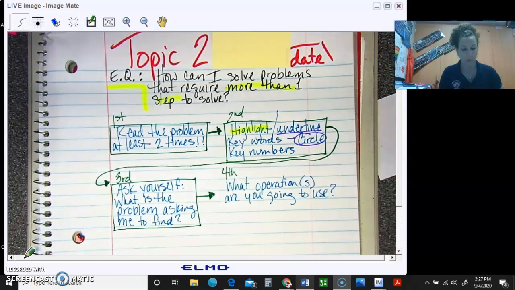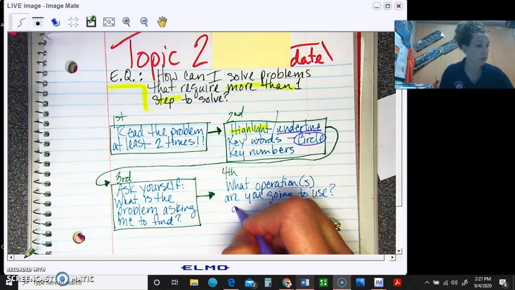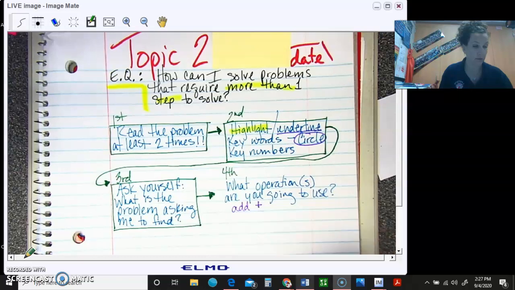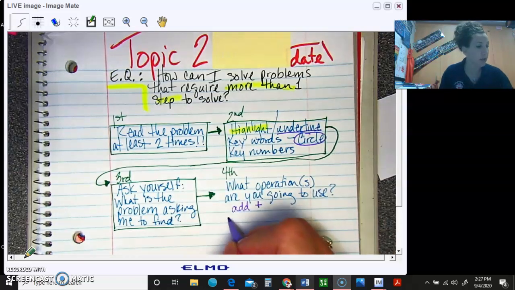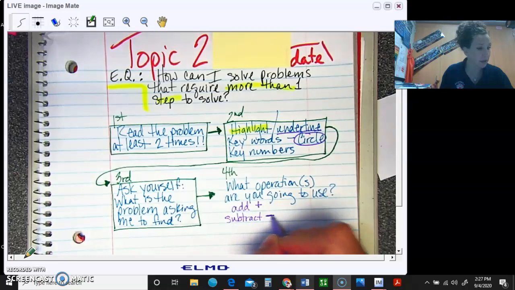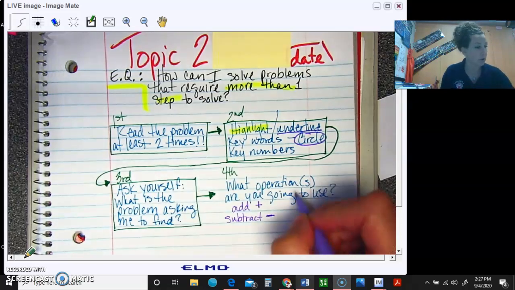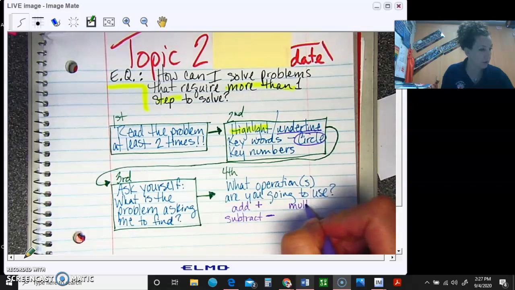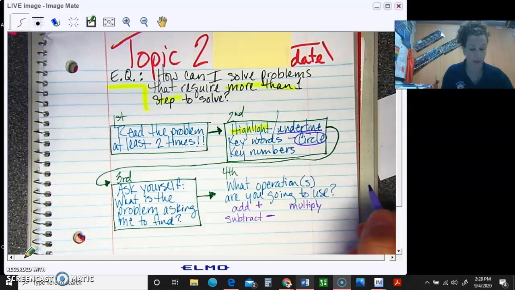Okay, now we have to remember what operation means. Okay, please remember when I'm talking about operation, we're talking about adding. That's the plus symbol. We're talking about subtracting. That's the subtracting symbol. We're talking about multiplying. Okay, obviously I'm not writing the ing part, okay?